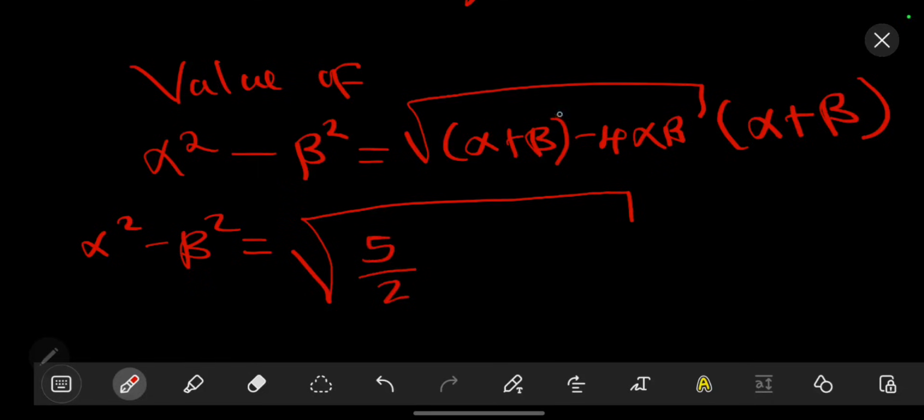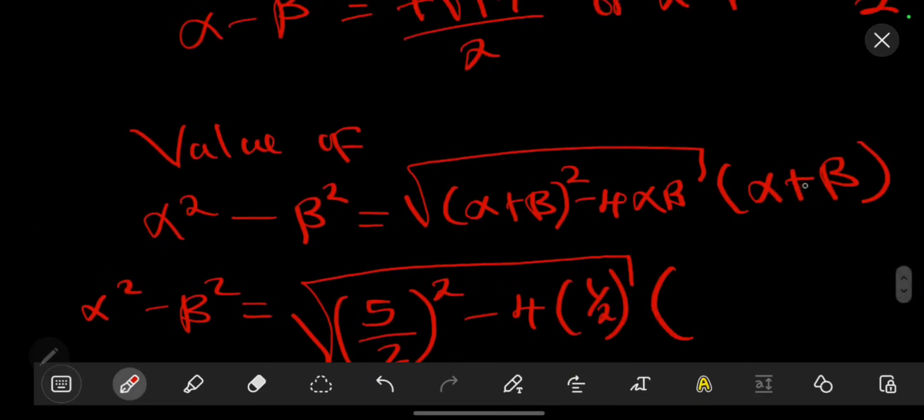Now let me clarify something. You only know that it's 5 over 2 because the equation is the same. So we use the same equation. Provided with a different equation, we would have to find the sum and the product again. But in this case, it's just one equation we are using. So the sum, which is alpha plus beta, is the same throughout. So we have squared minus 4 times our product, alpha by beta, for which we put 1 over 2. Then times alpha plus beta, which is 5 over 2.